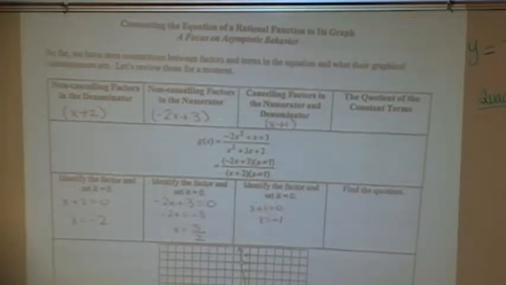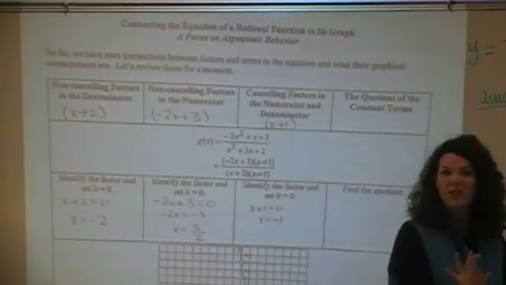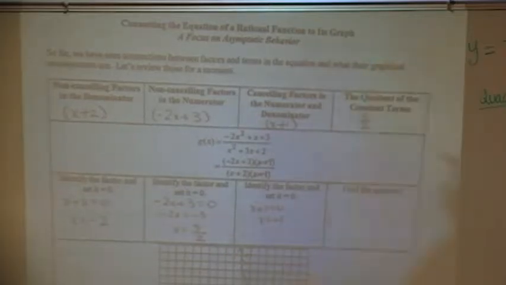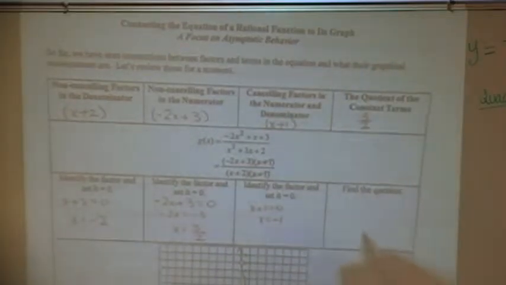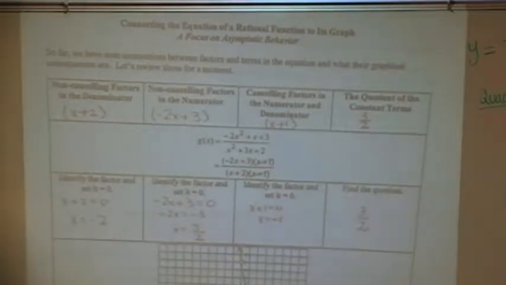Quotient of the constant terms. So that's just the two terms that don't have anything on them at the end. 3 over 2. And that's what they usually want you to leave it as, 3 over 2, which would be 1.5, but I'm just going to leave it as 3 over 2. Okay. So this is the graph of this equation.